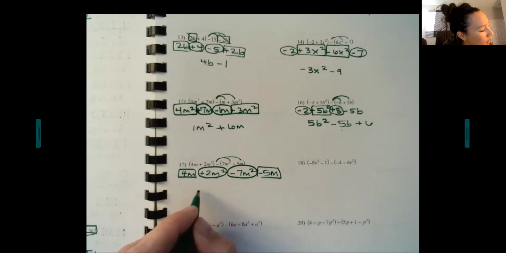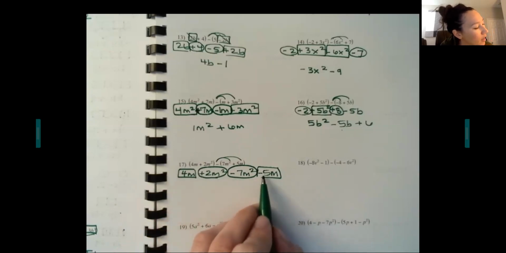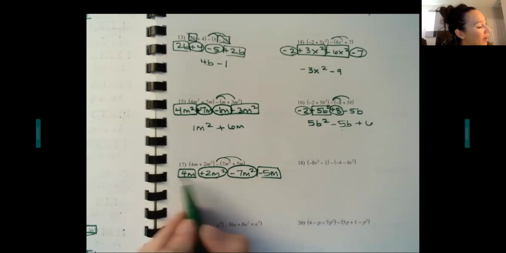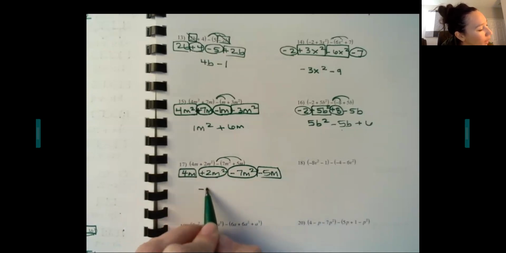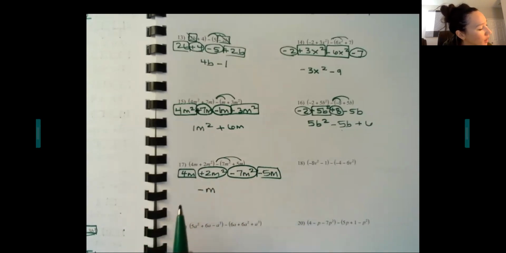So first I did 4 minus negative 5. Uh-huh. And then I got 9. So the 4 is positive and the 5 is negative, right? Yes. So these ones would battle and the 5 would win by 1. So this one's going to be a negative 1m. So just be careful with your signs.